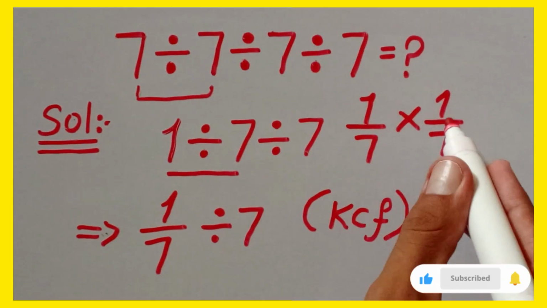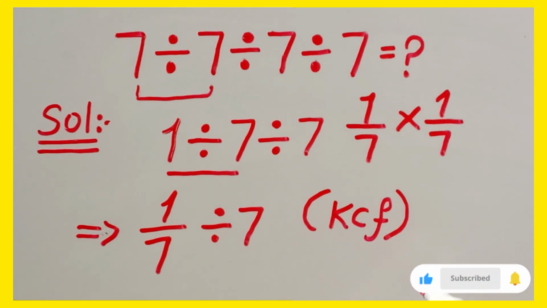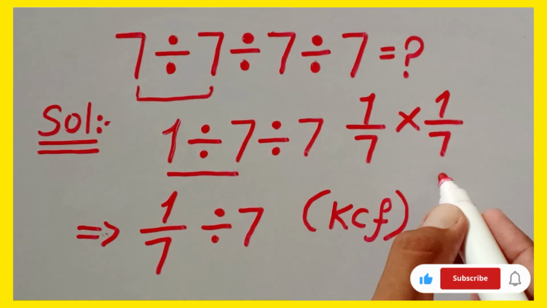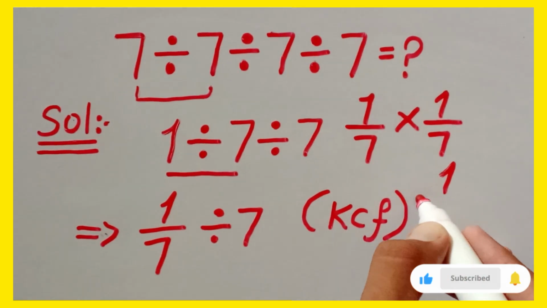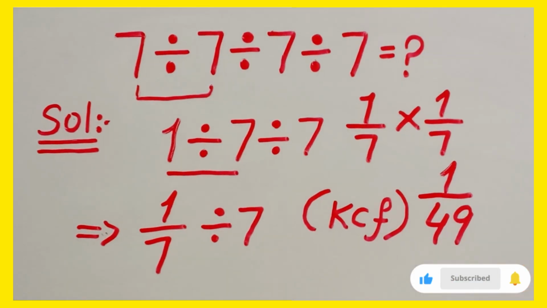Now numerator is multiplied to numerator and denominator is multiplied to denominator. So the final answer of this question is 1 divided by 49. Guys, this is the final answer of this expression.